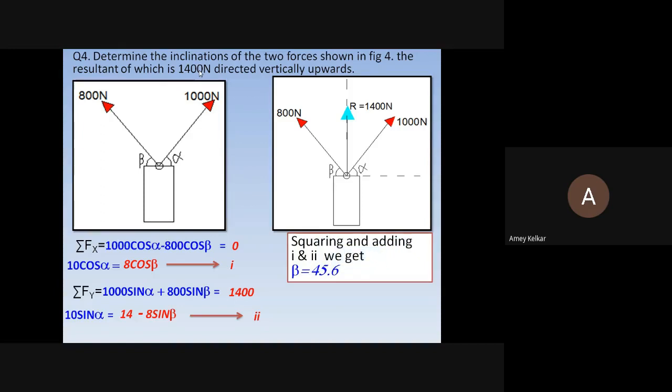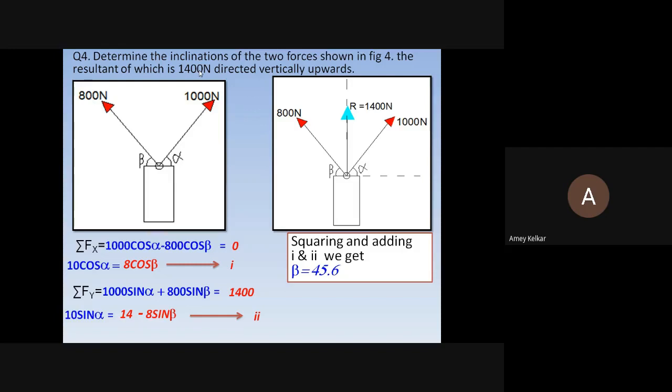Squaring and adding 1 and 2, we get beta. Now, for squaring and adding, you should have common sense. How will you square and add? Because in equation 1, it will be 8 square cos square beta. But in equation 2, it is 14 into bracket minus sine beta the whole square. So the a minus b the whole square formula comes into the picture here. That common sense you should have when you are squaring and adding.